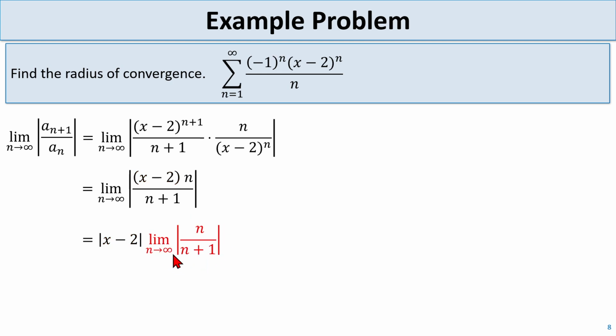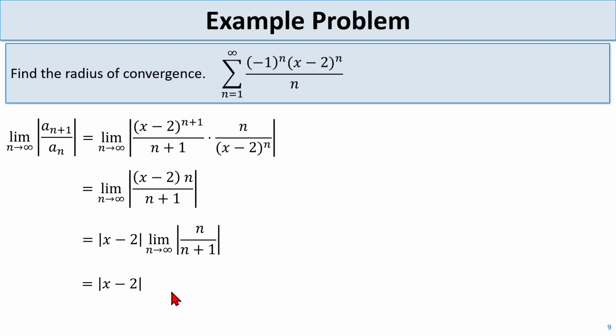Now I just need to calculate the limit of n over n plus 1 as n goes to infinity. You could use L'Hopital's rule if you want to be very formal, or you can just use the method of dominant terms. Either way, this is going to approach 1 as n approaches infinity. So this limit is 1. 1 times anything's just that thing, so let's get rid of the 1. We have calculated the limit, and we now have the absolute value of x minus 2.